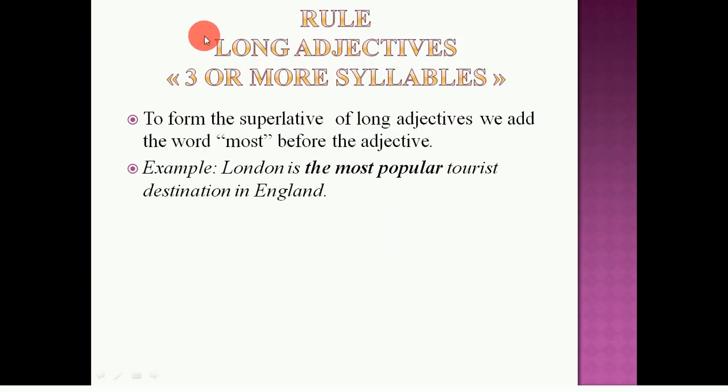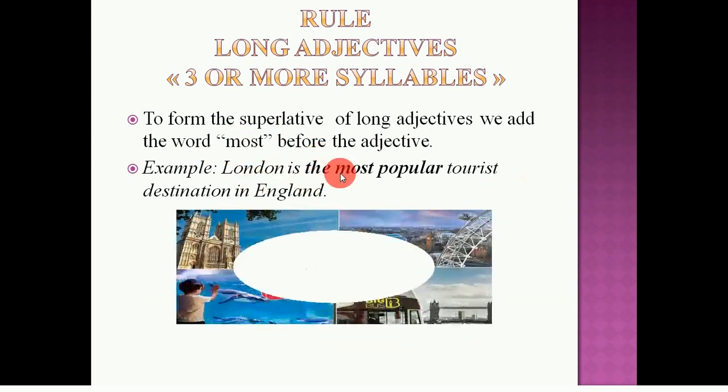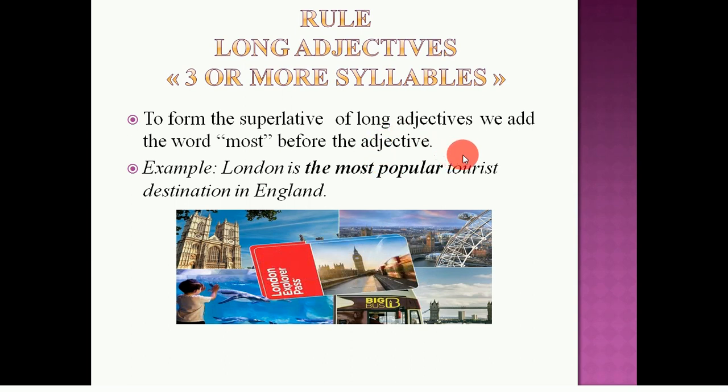Rule number 2 is for long adjectives اللي قلنا قبيلة 3 or more syllables. To form the superlative of long adjectives, we add the word most before the adjective. Example: London is the most popular. Popular: 3 syllables, long adjective. The most popular tourist destination in England.